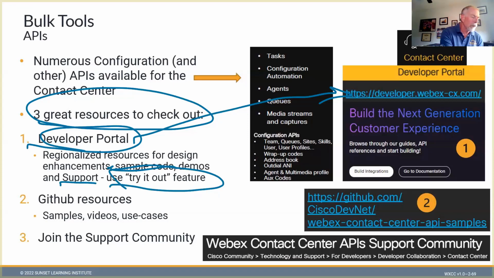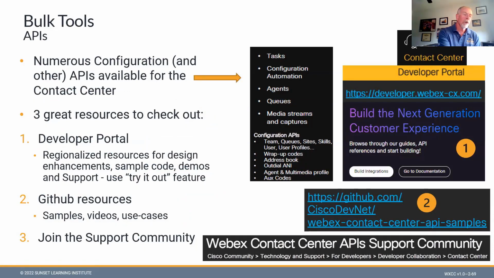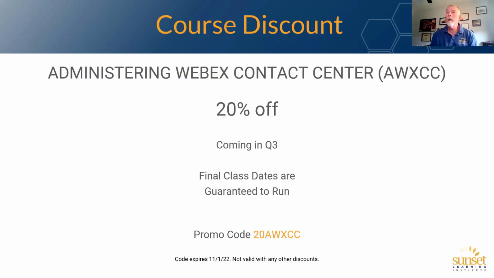There are also GitHub resources, which have some sample APIs, and a lot of, as I call them, computer geeks out there waiting to help you out. And last but not least, whether you're strong with your API knowledge and background or not, consider joining the support community for API stuff. So a lot of good resources out there. This came right from Cisco presentations not too long ago, so hopefully that helps you out.